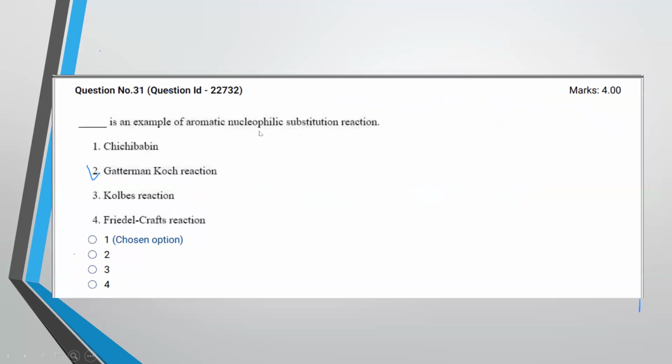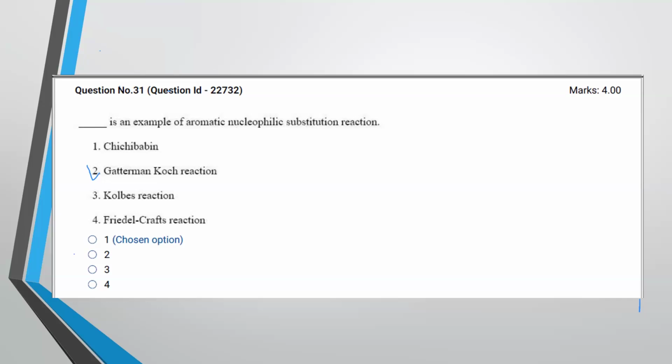Now, this blank is an example of aromatic nucleophilic substitution reaction. What will be the answer? Aromatic nucleophilic substitution. Yesterday, I talked about the electrophilic substitution reaction. We will see electrophilic substitution in the next lecture, along with some MCQs based on that.